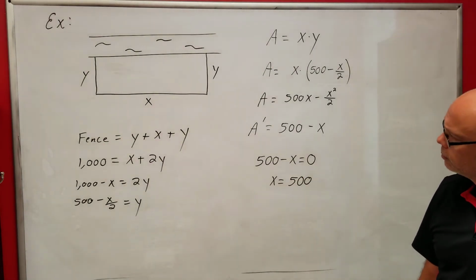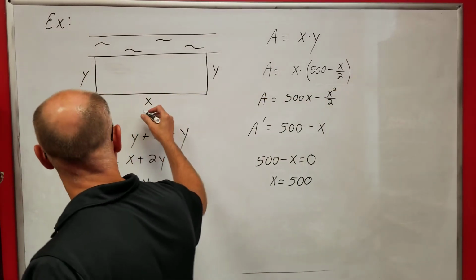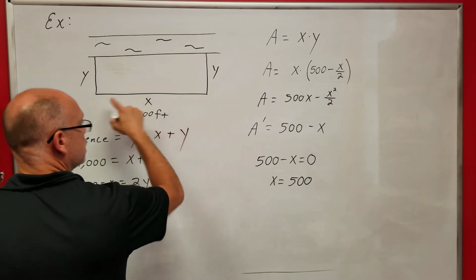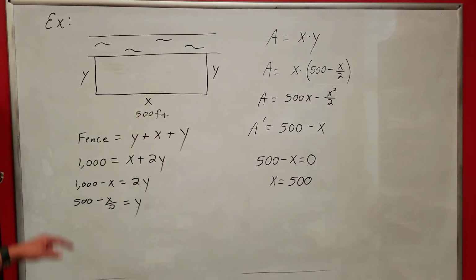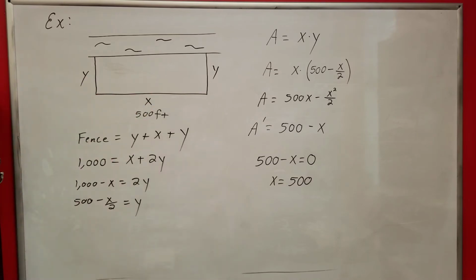500. All right, so I know what this x value is right here. I know this x is 500 feet of fencing. It goes right there. What do I still need? I still need how much goes on y. How much fencing goes on y?